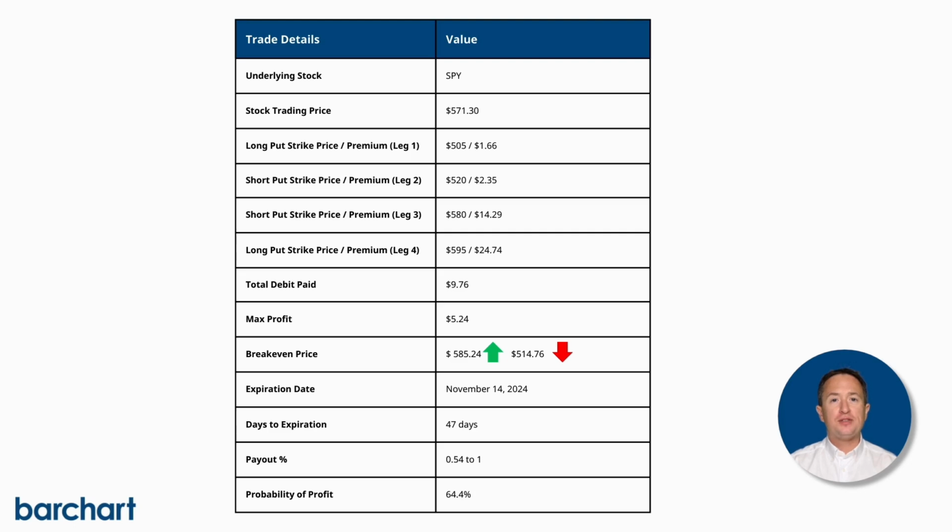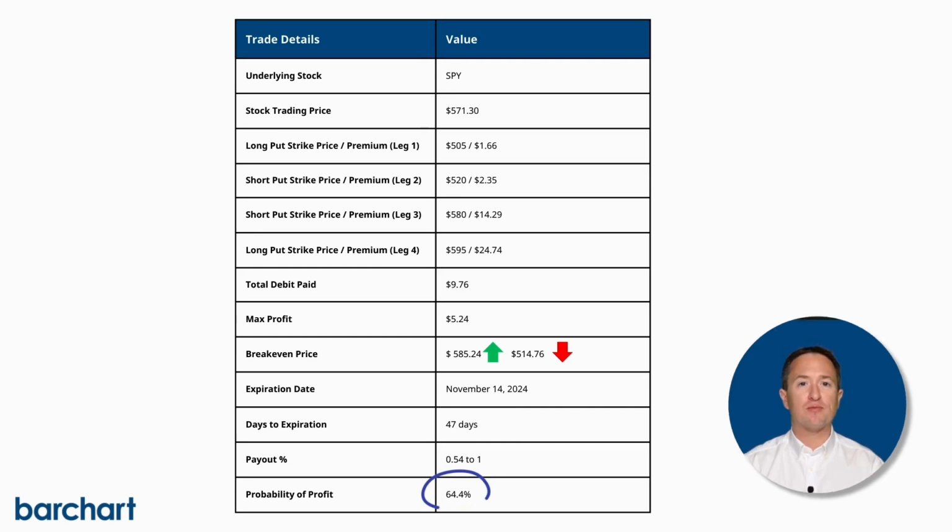For the bear put, you'd sell the $580 strike put, collecting $14.29 a share, and then buy the $595 strike put for $24.74 a share. This setup results in a total debit of $9.76 per share, or $976 total. Your maximum profit on the trade is $5.24 a share, or $524 per contract. All options expire on November 14th, and that's 47 days remaining till expiration from the time of recording. The trade also has a 64.4% probability of profit.